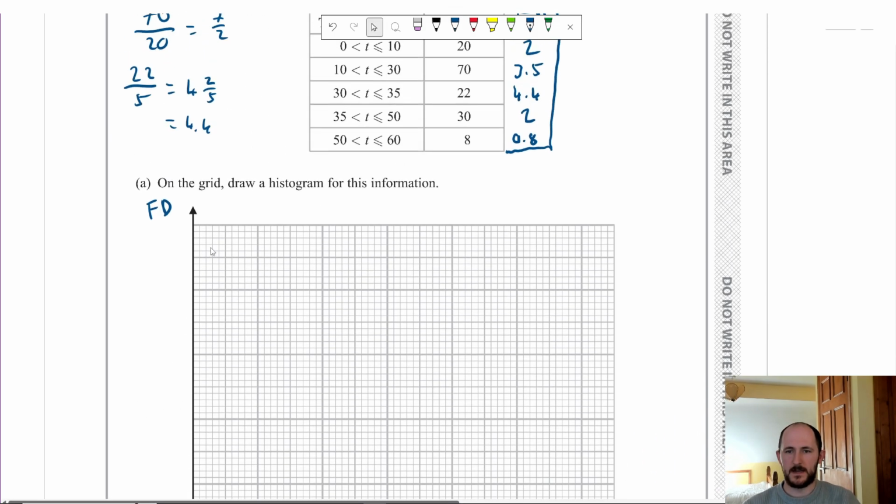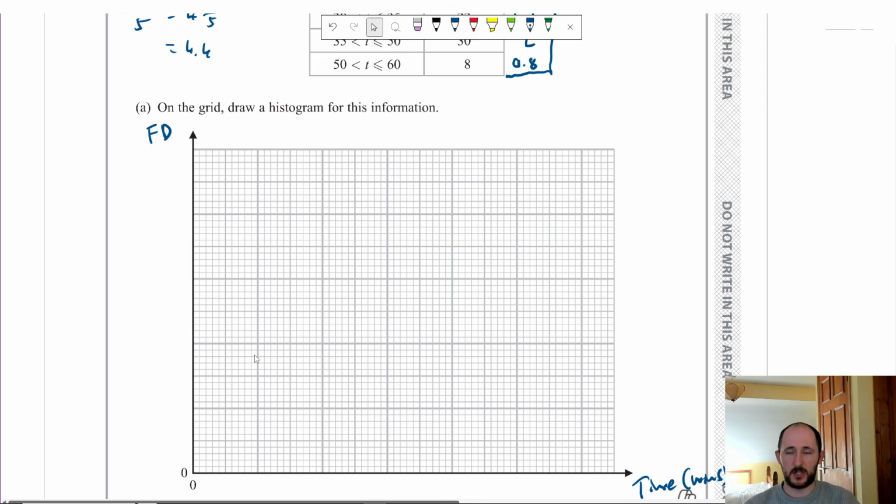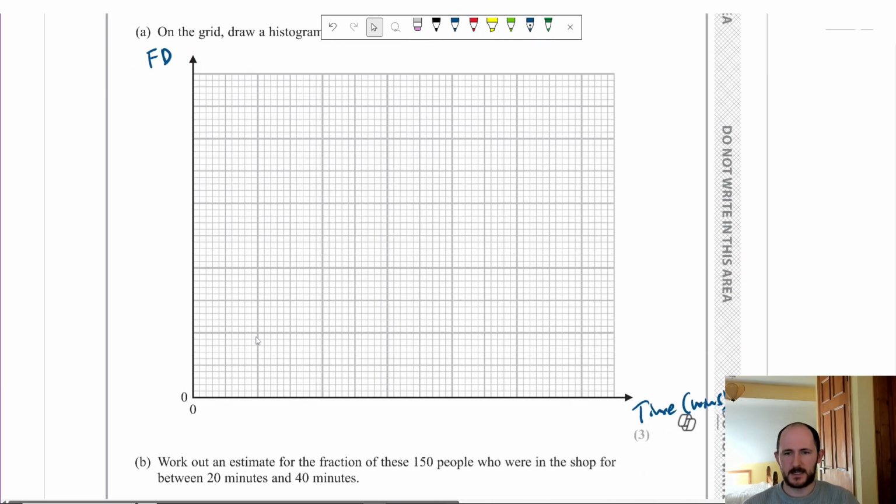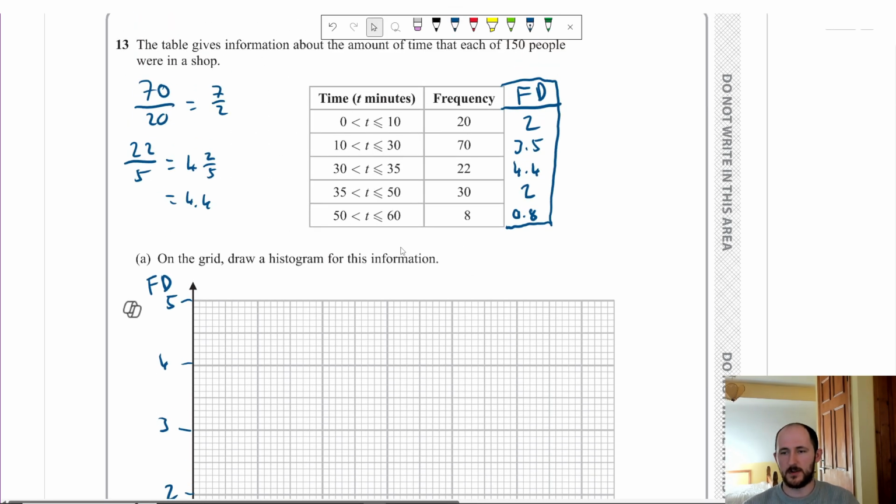And yeah, the first thing we need to do is work out what we should go up in. So we need to go from 0 all the way up to 4.5, let's call it. So let's count how many big squares we have. We have 1, 2, 3, 4, 5. So we can actually go up in ones, which is super nice. That is beautiful. And along our x-axis, we need to go from 0 to 60.